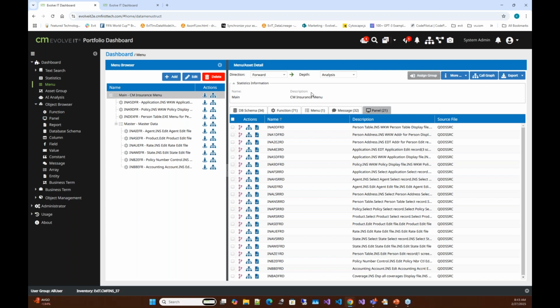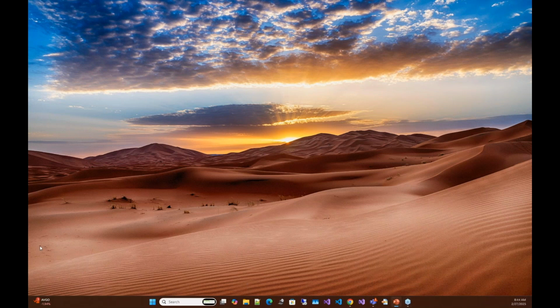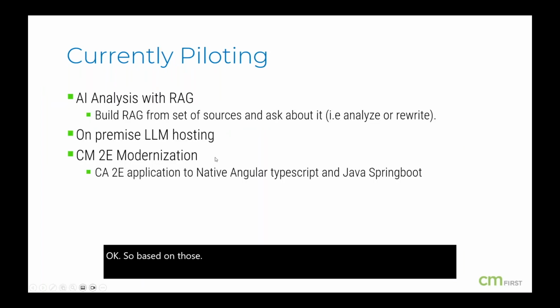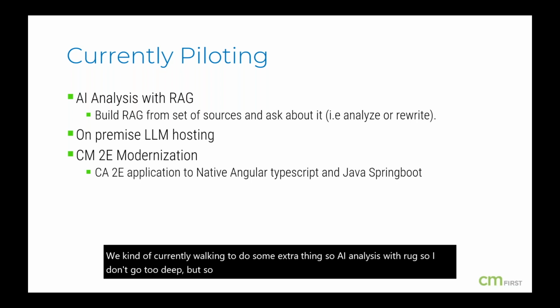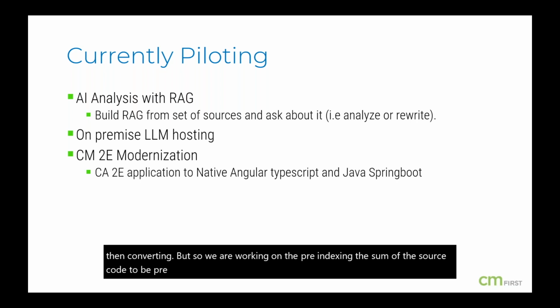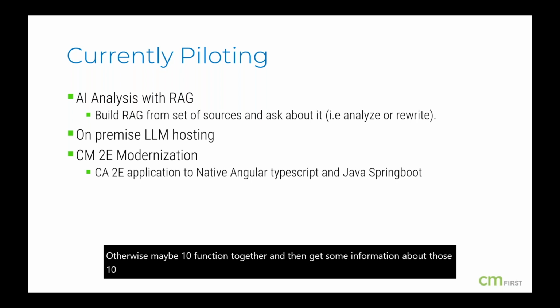Okay, and go back to the slide. Based on those, we are currently working on some extra things. So AI analysis with RAG. I won't go too deep, but I showed the source code submitted with a question and then converting. We are working on pre-indexing some of the source code, pre-processing it and then using it. The goal is that we could analyze maybe 10 functions together and then get some information about those 10 functions. So that's going on.